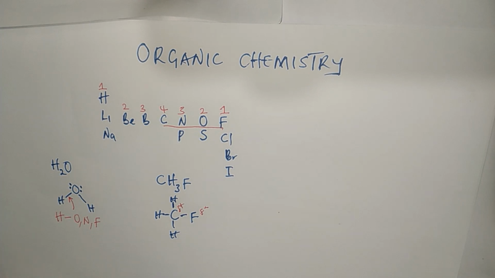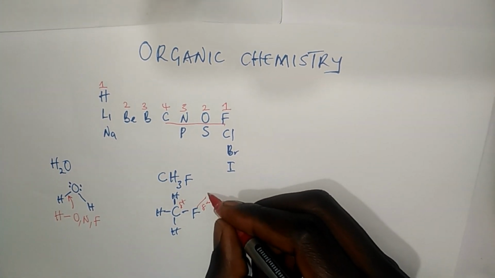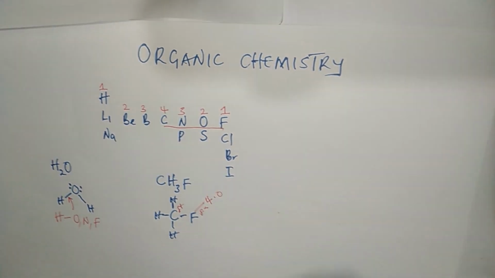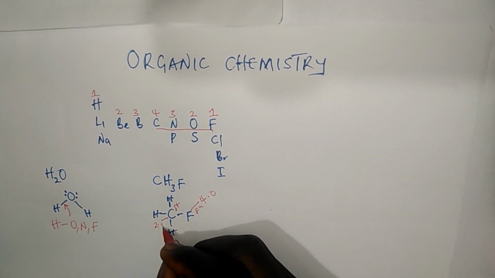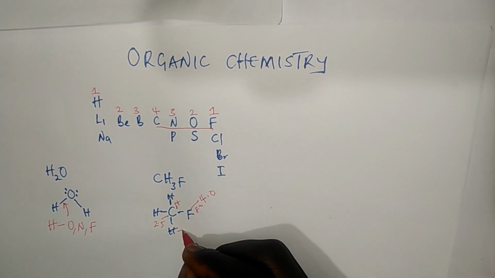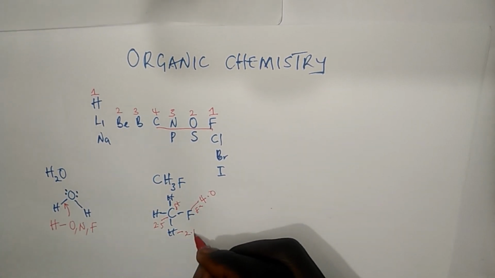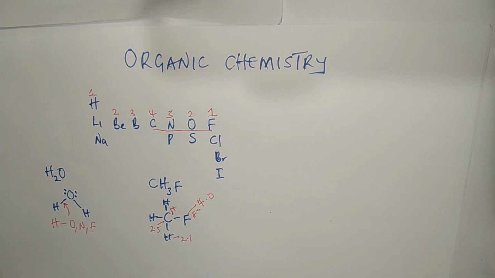Another thing I want you to take note of is the electronegativity value of each of the elements. Fluorine has an electronegativity value of 4.0. Carbon has an electronegativity value of 2.5. And hydrogen has an electronegativity value of 2.1. Now, whenever the electronegativity difference between 2 elements bonded together is 0.5 or more, the bond that exists between those 2 elements is a polar bond.